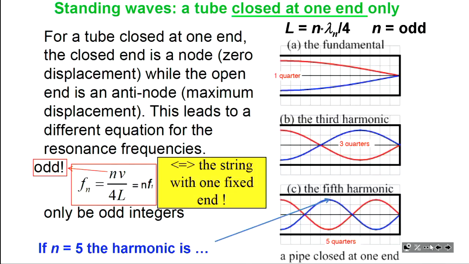And these are nice pictorial representations of those standing waves which could be generated in a closed pipe. You can see we just count quarters. 1 quarter of a wavelength, 1, 2, 3, 3 quarters of a wavelength.